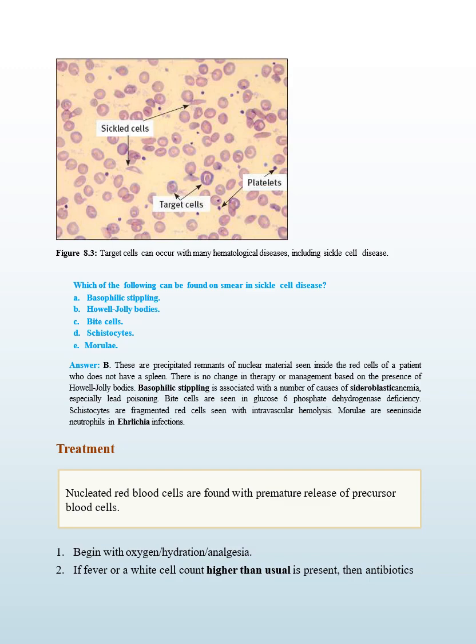The treatment for sickle cell anemia is the following. There is a clinical tip which we need to remember. Nucleated red blood cells are found in premature release of precursor blood cells. And the treatment is the following. Number one, begin with oxygen, hydration, and analgesia. Two, if the fever or the white cells are high, then give antibiotics.